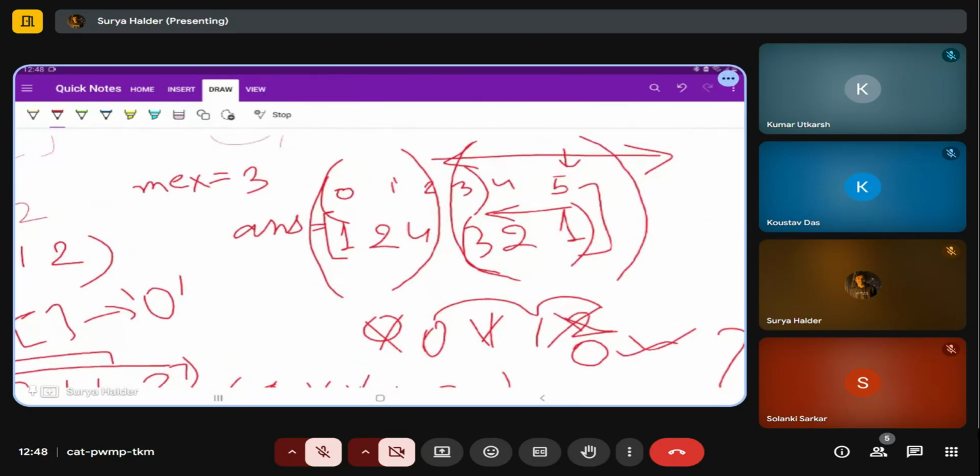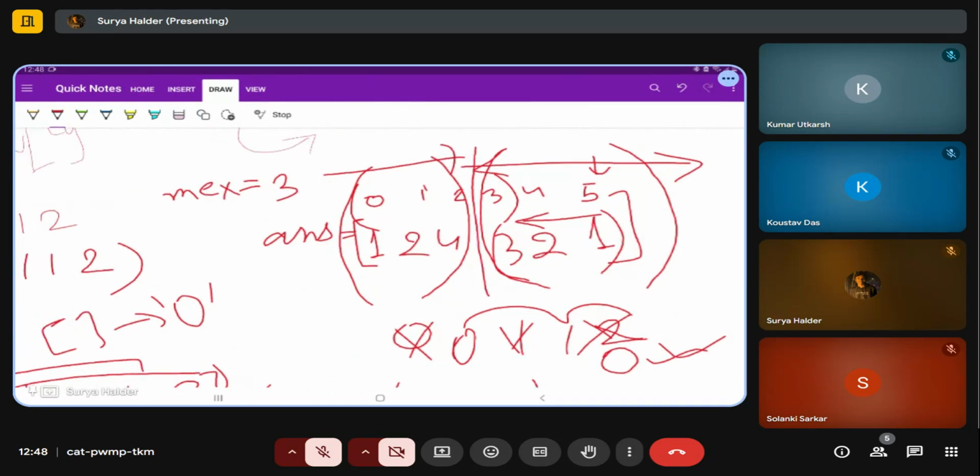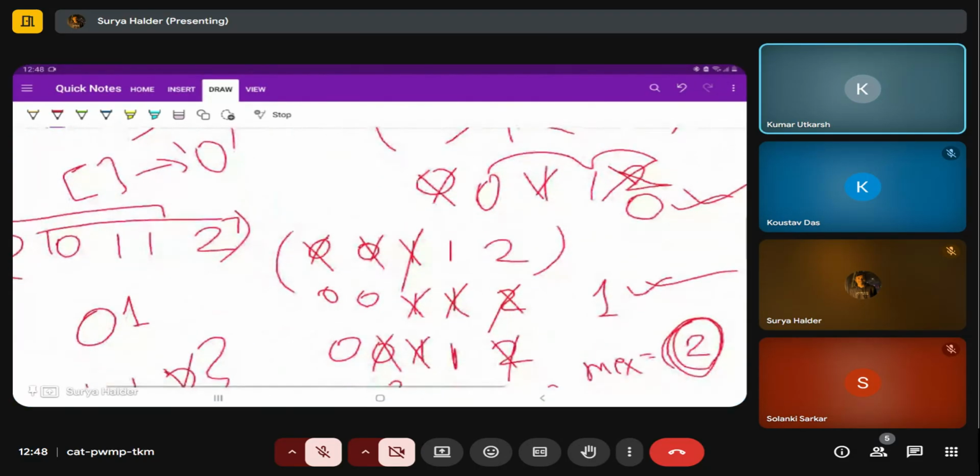Now, is it clear? How are we feeling from right to left? Yes, Bhaiya. Okay. So any more doubt in this question? No, Bhaiya, no doubt.